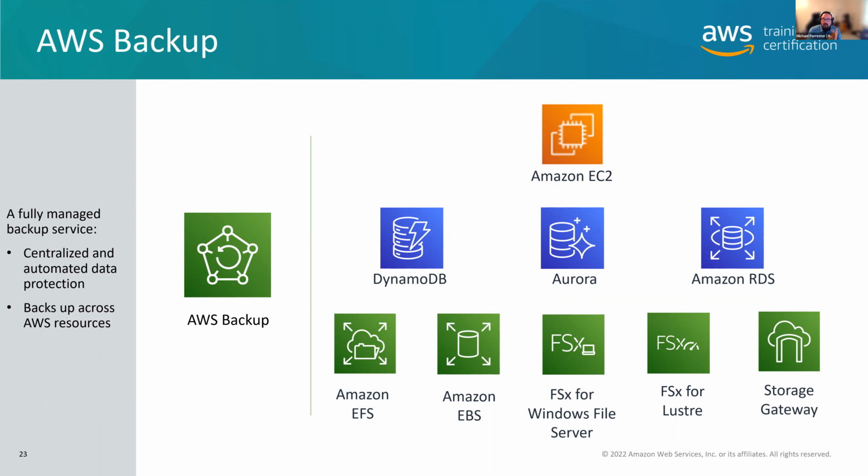EC2. I do not remember yet if it has been expanded to include ECS and EKS. I think that's in the works, but it does all the file systems, as you can see here, including EBS. It does the two major flavors of database. Ignore Aurora, that's just a flavor of RDS. So it does RDS and DynamoDB. It does a bunch of other services as well, Storage Gateway is there, because they keep adding new services all the time.